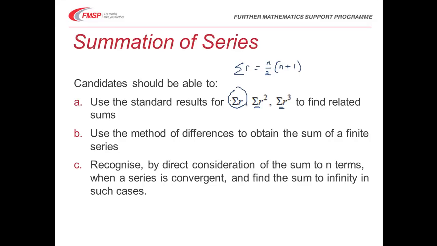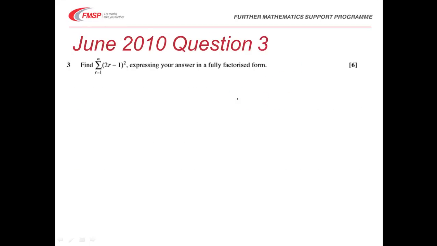So what we're going to do now is have a look at some exam questions which will draw out these points and hopefully enable you, when you're doing the questions, to get as many marks as possible. So the first question, a fairly standard question, where you're asked to express sigma going from r equals 1 to n of 2r minus 1 all squared. You've got to express that sum in a fully factorised form.